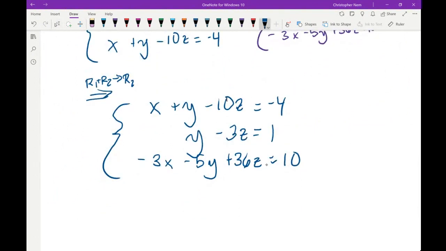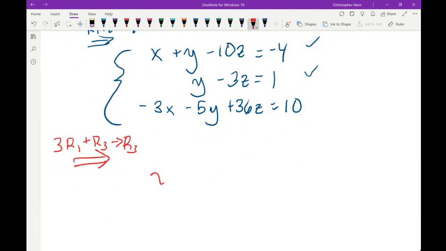Boom. Now, the first row is good. It has a coefficient of 1, and it starts off with x. Second row is good. Coefficient of 1, starts off with y. I'm already happy. Third row, however, has this and this guy. A general rule is to get rid of the first term. So we're going to get rid of the negative 3x. And the way I get rid of things, I have to add. So in particular, I'm going to do positive 3 of row 1 plus row 3. I'm going to send it to row 3.